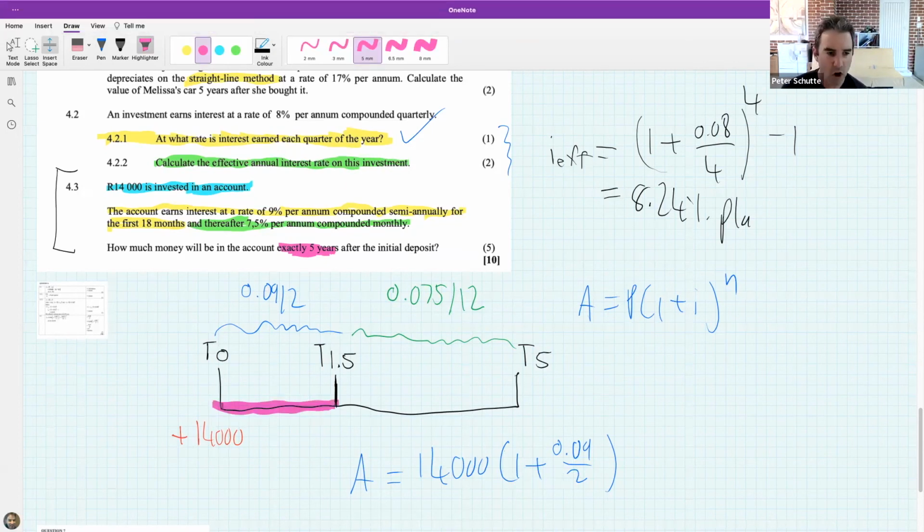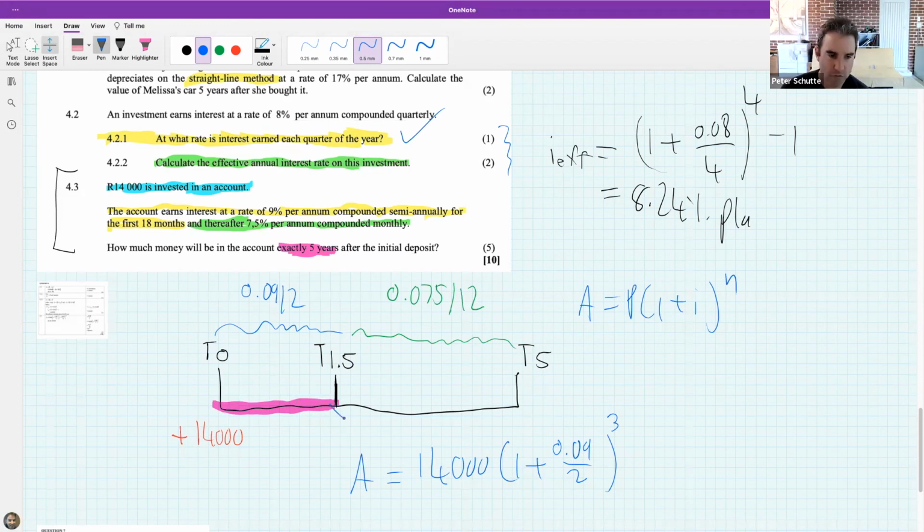So how many half years are there in this pink part? How many half years are there? All I'm going to do is go 1.5 times 2, and I'm going to end up with 3. There's 3 half years in this pink part over here. So think about it. If you've got 18 months, how many periods of 6 months are there in that part? There's going to be 3 lots of 6 months.